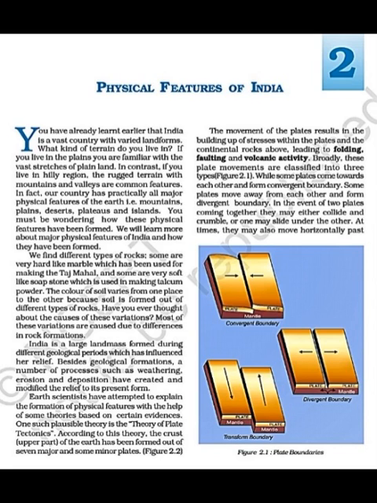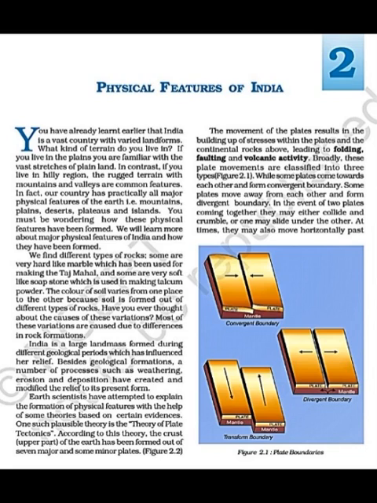The convergent plate means when two plates come towards each other. This is called the convergent plate. When two plates come towards each other and collision happens, this is also known as folding. This leads to the formation of mountains. When two plates come together, collide, and mountains are formed, this process is known as folding. Folding is a process that causes a bend in a rock.